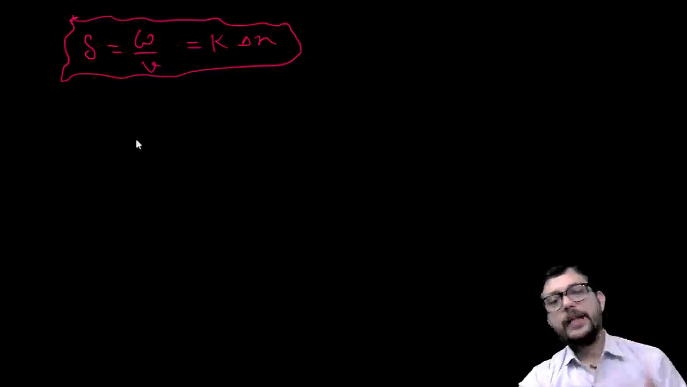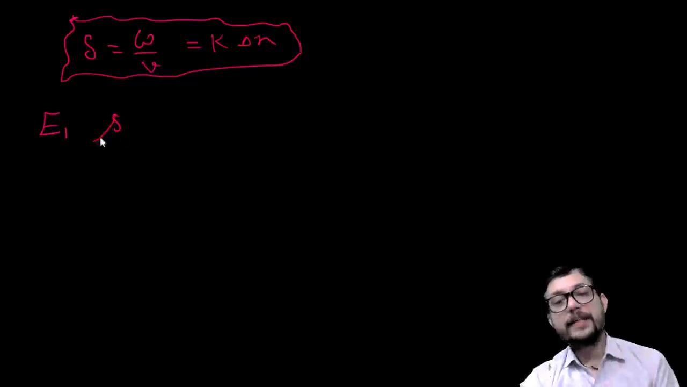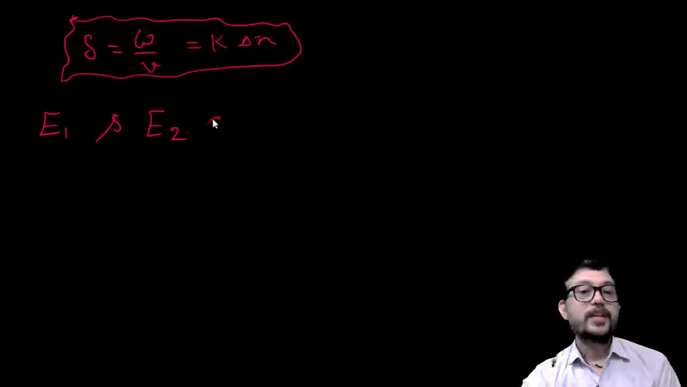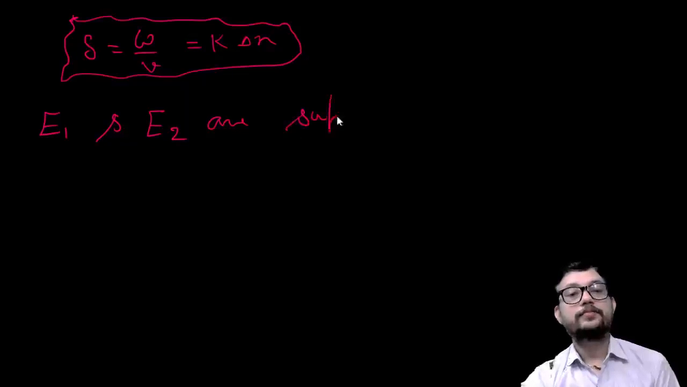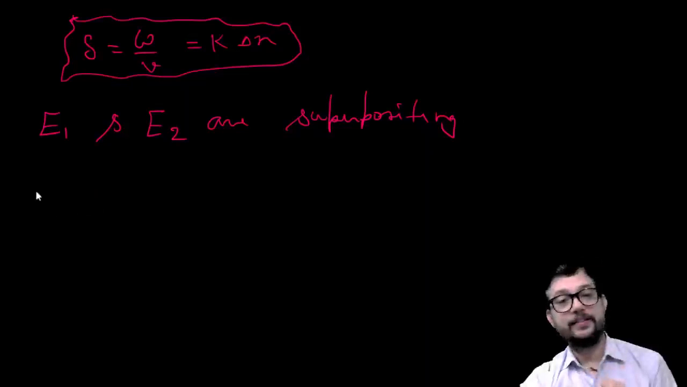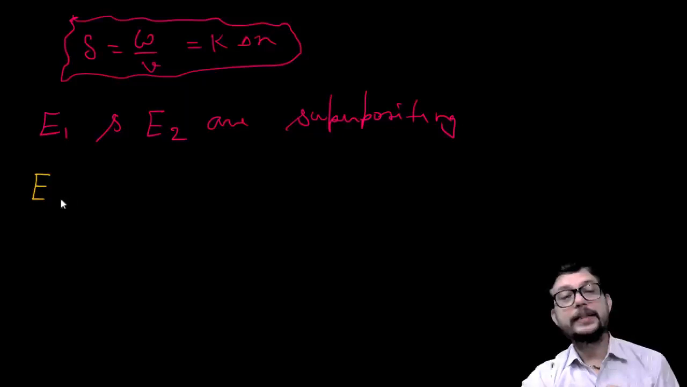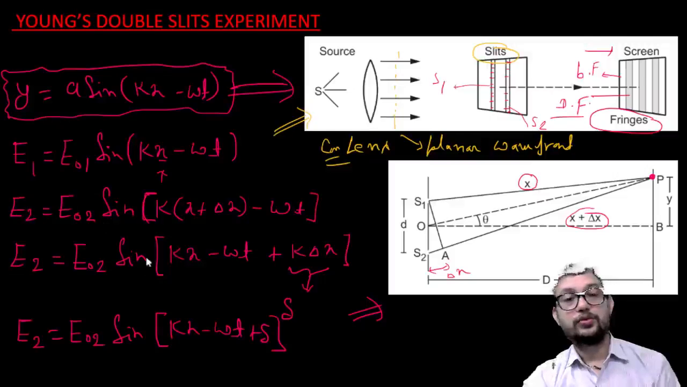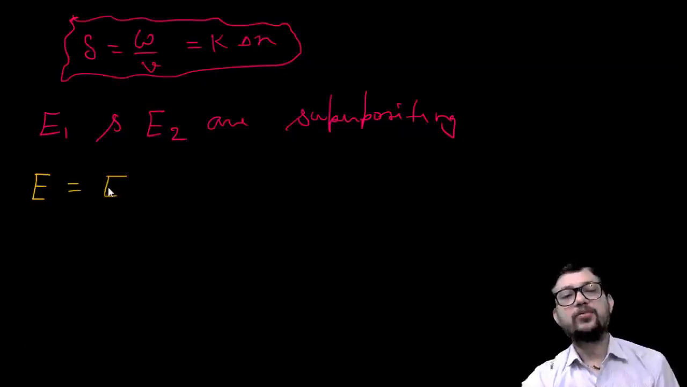Now what if we have two waves, the first is wave E1 and the second is wave E2, and they are superposing? If the two waves are superposing on each other, then we have a resultant wave. So we know that the resultant wave E can be represented as you can see here. The two waves have amplitudes E naught 1 and E naught 2. In the same pattern we can write E naught.